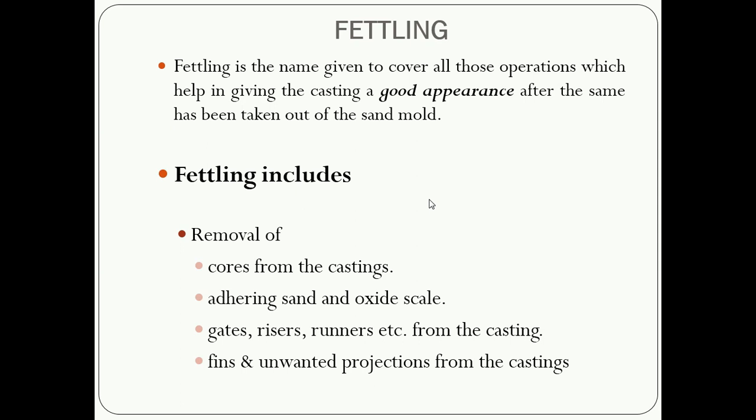Second, adhering sand and oxide scale. In the first chapter we have seen adhering sand means sand stuck to the surface of casting, and oxide scales. Whatever manganese, silicon is present inside the molten metal, at a higher temperature they form their respective oxides, and those oxides adhere to the surface of casting and deteriorate the surface, meaning the casting is not good in its appearance unless the adhering sand and oxide scale has been removed. That is adhering sand and oxide scale.